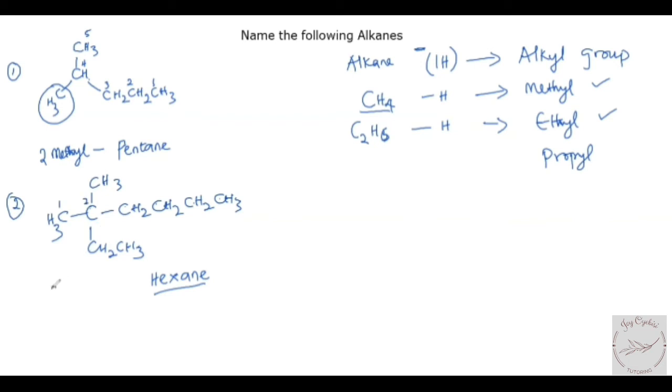So this would be a 2 ethyl, 2 methyl hexane. Okay, now note that we actually follow it alphabetically, right? So you see that here you have the ethyl group coming first, because E comes before M. Okay, so that is it for this second example.